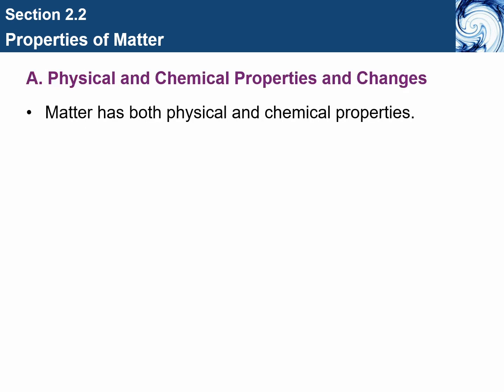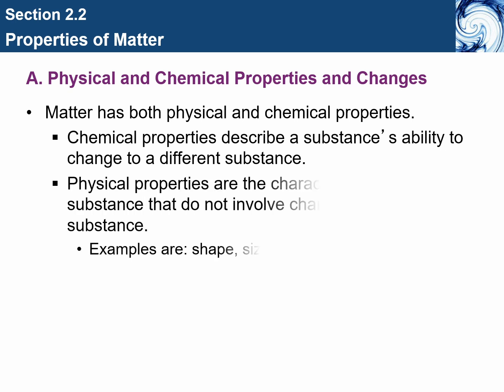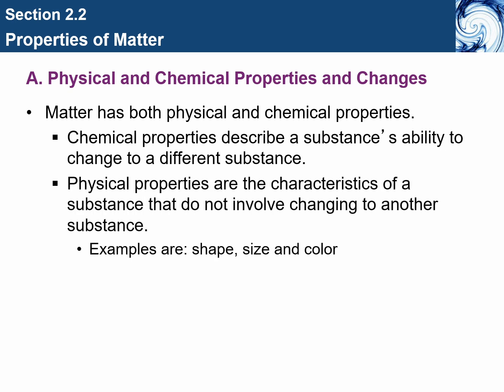Matter has both physical and chemical properties. Chemical properties describe a substance's ability to change into a different substance. They tell us what kinds of chemical changes a substance is capable of undergoing. Physical properties are characteristics that can be observed without changing the substance into another substance. The slide lists shape, size, and color as examples of physical properties. We can observe or measure those characteristics while the substance keeps that same composition. The key distinction is not simply whether something can be seen. The important question is whether determining the property requires the material to become a different substance. Yes, we'll get into that.